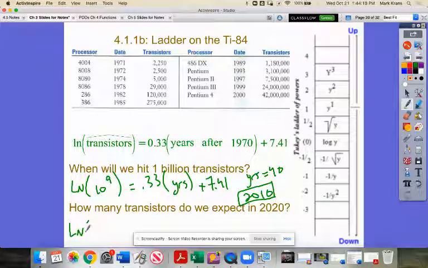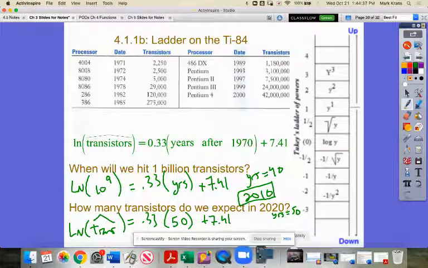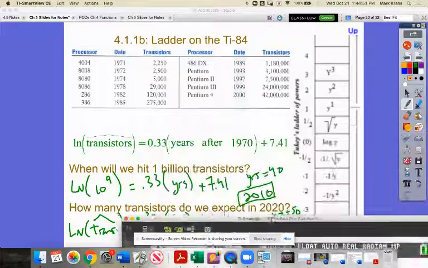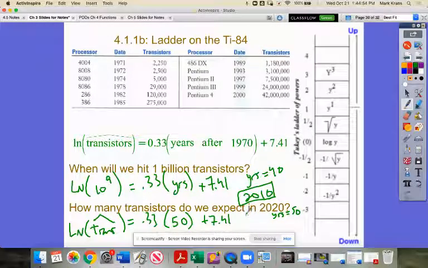So now we have ln of predicted transistors equals 0.33 times, that's 50 years, okay, because I started in 1970 was 0, plus 7.41. And if I simplify that out, we're looking at 0.33 times 50 plus 7.41. And that's 23.91. So I have a natural log, and this is the hardest math you'll have to do all year. Transistor hat equals 23.91.